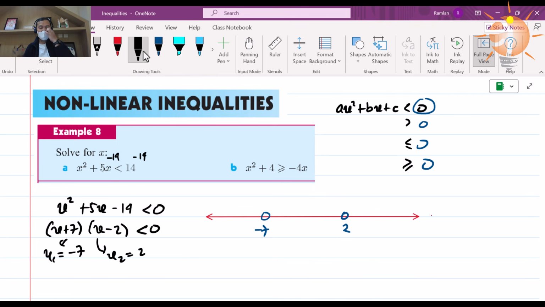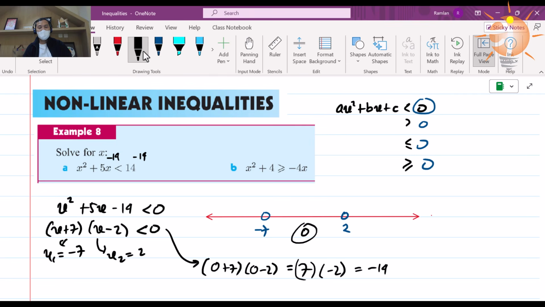So I'm going to check 0, for example. We know that 0 is between -7 and 2, right? You can put this 0 into the x over here, or over here. It's up to you. I'm going to use the second one because that's easier. So I'll get 0 plus 7 and then 0 minus 2, which is 7 and then minus 2, and if you multiply that you get negative 14, right? See that we have a negative sign. It means that here we have a negative result.